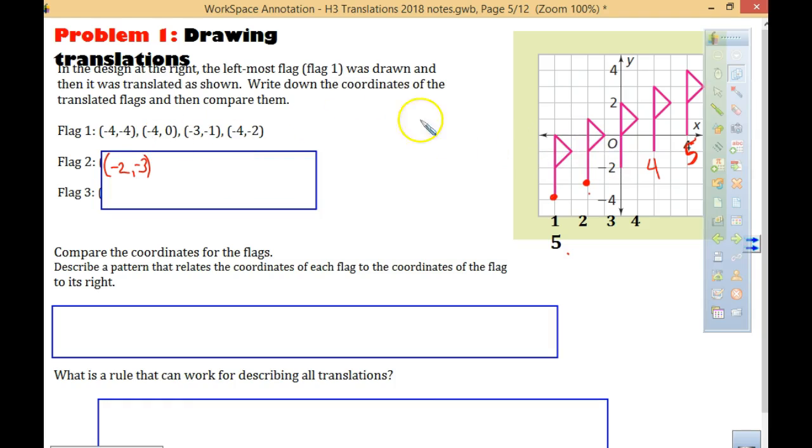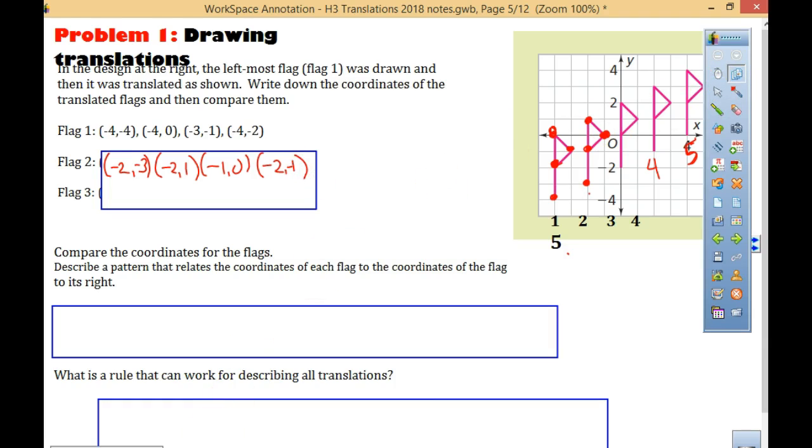This point that was at -4, 0, this is at the top, right? What's our new point on flag 2 at the top? -2, 1. This was the -3, -1. It is now at where? -1 and 0. And this new point of -4, -2 is now moving to -2, -1.